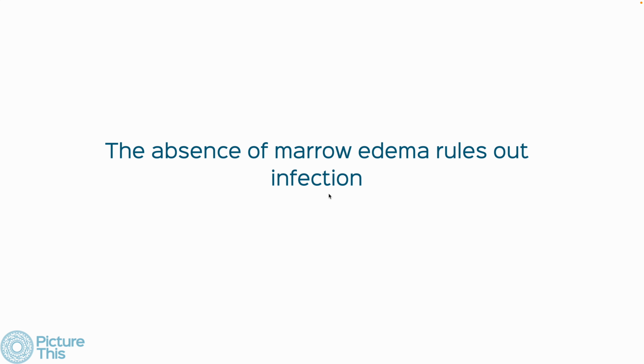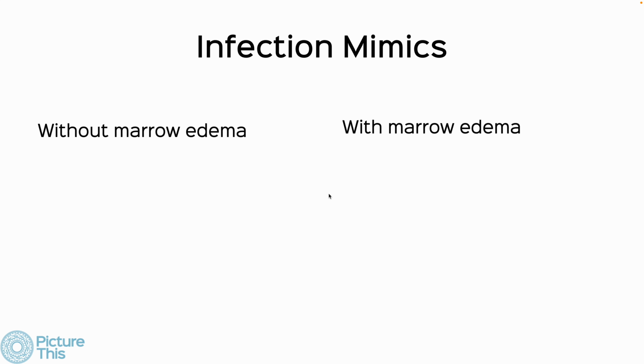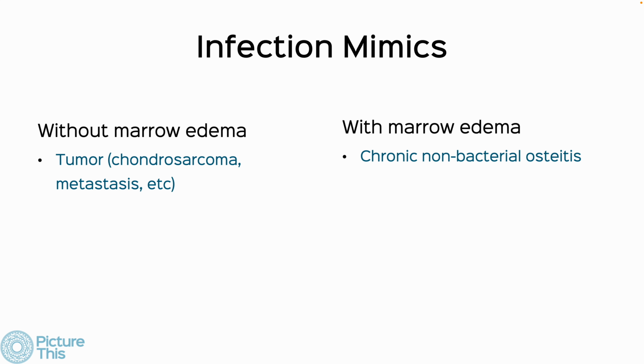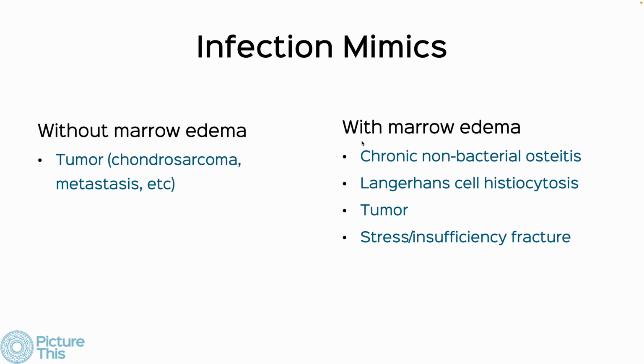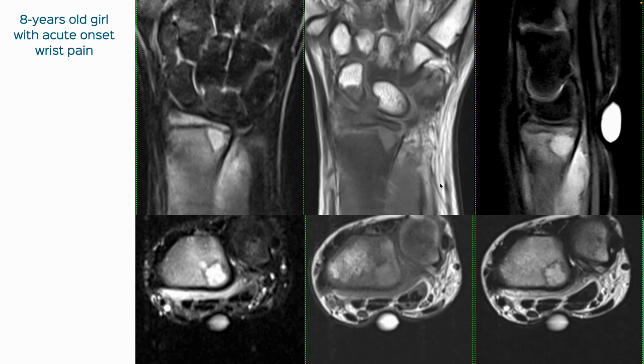But what is more important is that the absence of marrow edema rules out infection. And so when we look at infection mimics, we look at those without and with marrow edema. Without would almost always be a tumor like chondrosarcoma or metastasis, and with would be these four conditions that you see here. I mean, even LCH is a tumor, but just to differentiate from other tumors.